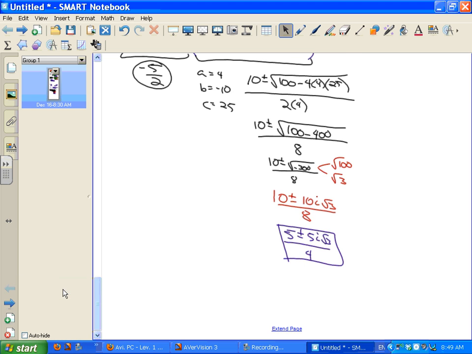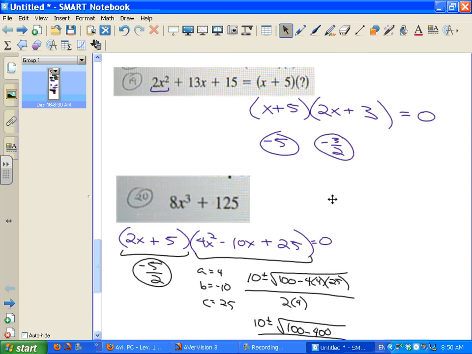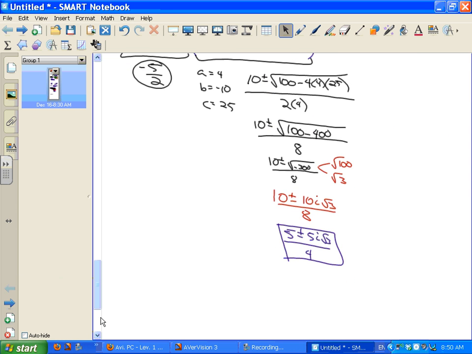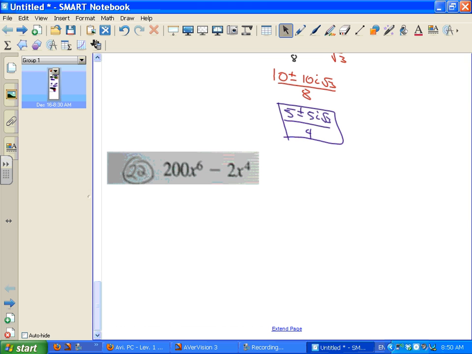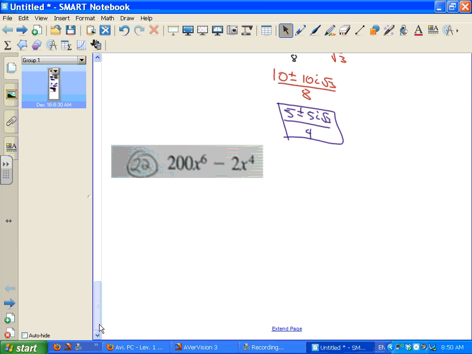All right, I got one more. Do these two terms have anything in common? They're both even, so I can pull out a 2. Anything else? You can pull out x to the 4th. What will that leave me behind with here? 100x squared. How about here? Minus 1.